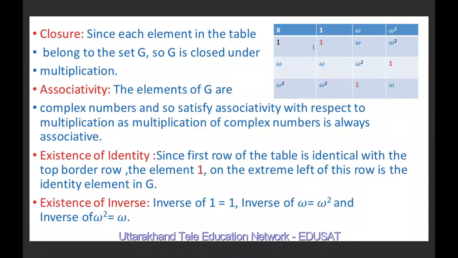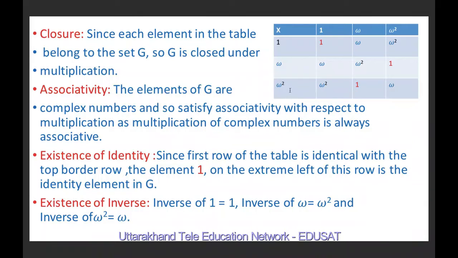Omega square into 1 is omega square, omega square into omega is omega cube, which is 1, so I have written 1 here. Omega square into omega square is omega raised to power 4. Omega raised to power 4 is equal to omega cube into omega. Omega cube is 1, so we are left only with omega. So to write the elements of the third row, I have multiplied the top row by omega square.